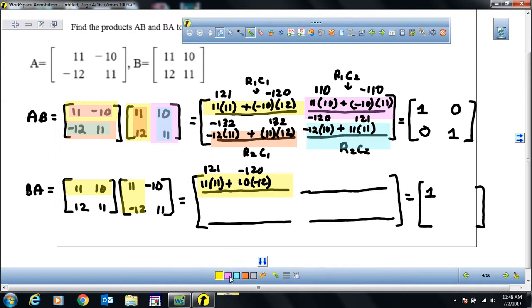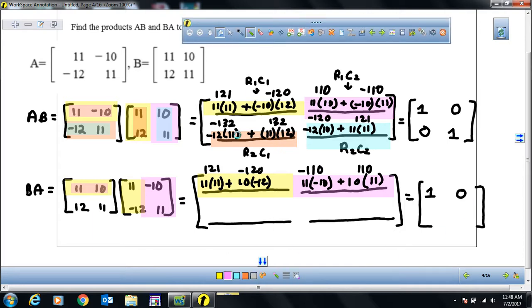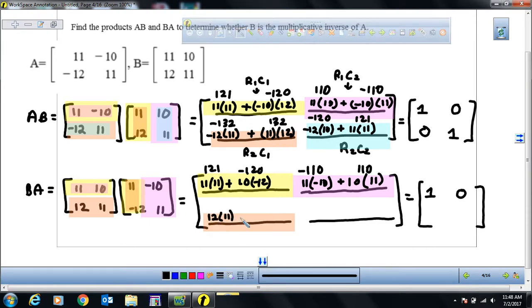Now if we look at the second one, this one is situated in the first row, second column. So we multiply the first row times the second column. So that would be 11 times negative 10 plus 10 times 11. So that's going to be negative 110 plus 110, which is going to give us a 0. Next, this one is in the second row, first column. So I multiply the second row times the first column right here, and we multiply the 12 times the 11 plus the 11 times the negative 12. That's 132 plus negative 132, which gives us a 0.